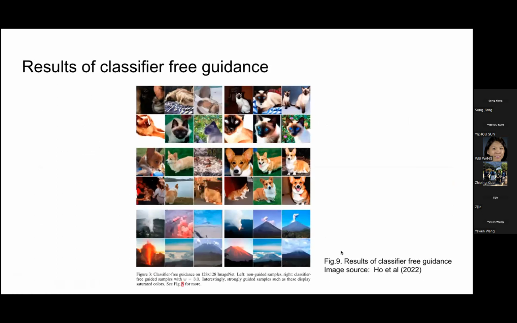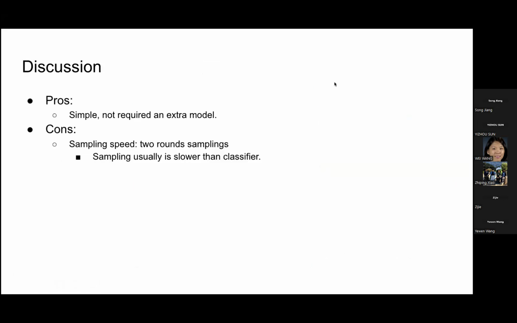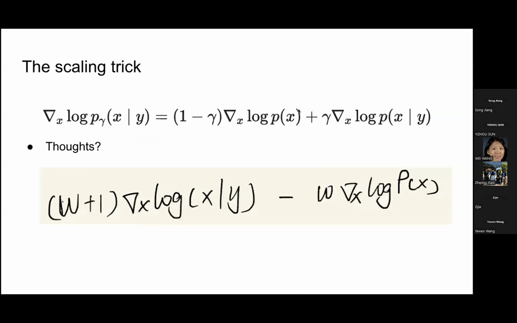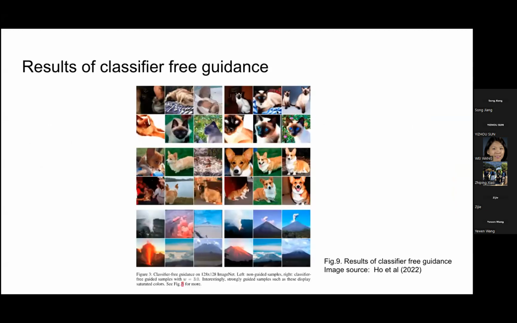And in practice, people say this classifier-free guidance also works well. Similar to the previous one, the scaling factor gamma also controls the quantity of the guidance, as in the classifier guidance diffusion model.